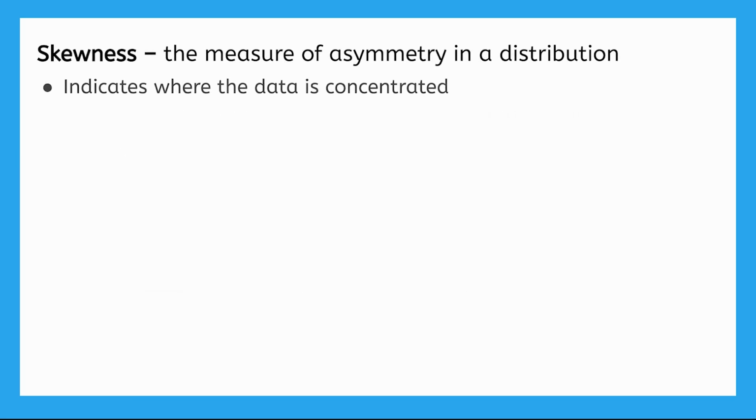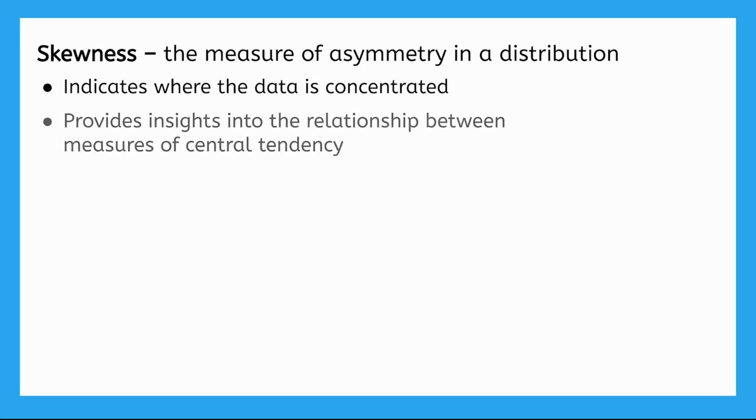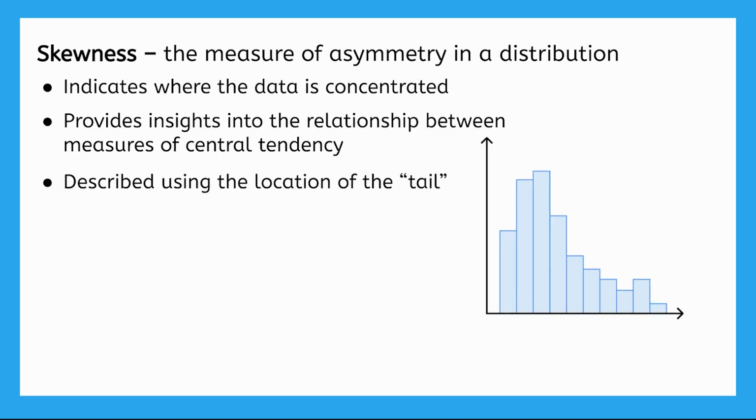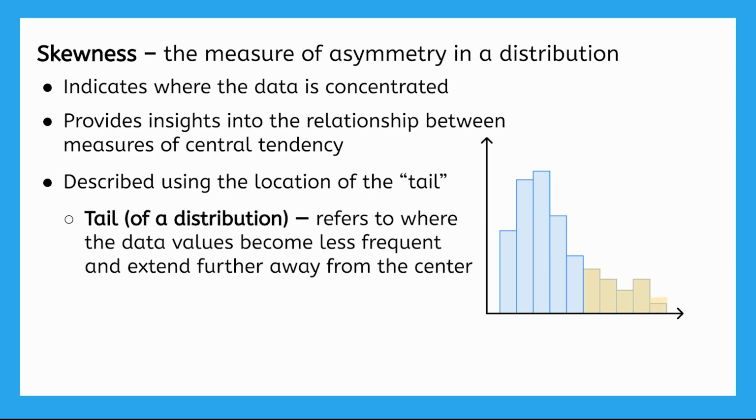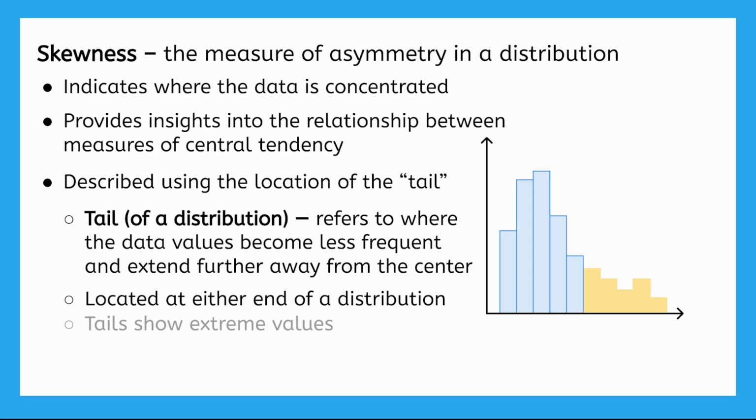The skewness of a distribution indicates where the data is concentrated and can provide insights into the relationship between the measures of central tendency. We describe the skewness of a distribution using the location of the tail. The tail of a distribution refers to where the data values become less frequent and extend further away from the center. Tails are located at either end of a distribution and show extreme values in the dataset.